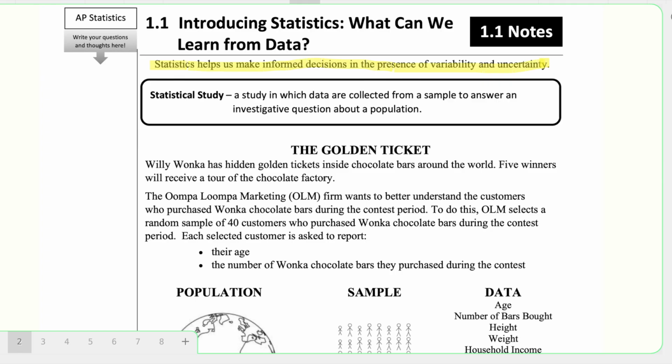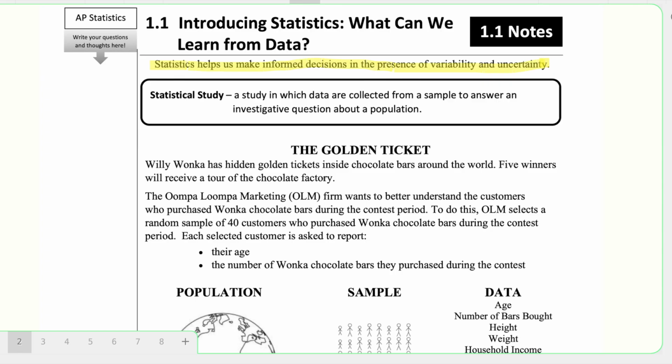A statistical study is a study in which data is collected from a sample to answer an investigative question about a population. So, for example, if you tried Coke and Pepsi, maybe someone wants to know which soda is most commonly purchased.